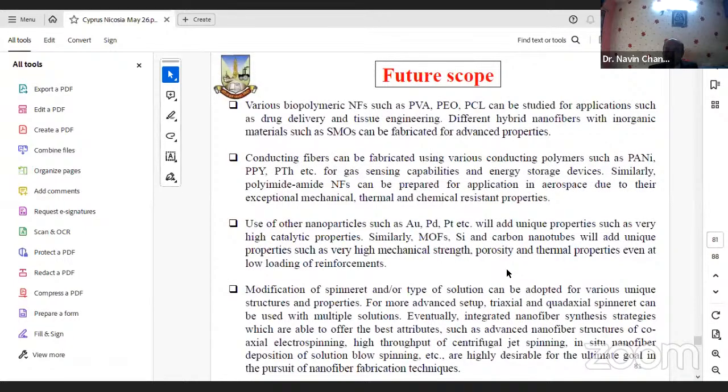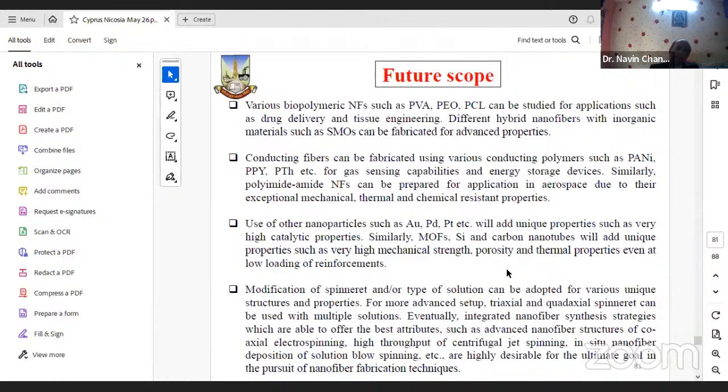Various polymeric nanofibers such as polyvinyl alcohol, polyethylene oxide, and polycaprolactam can be studied for applications such as drug delivery and tissue engineering. Different hybrid nanofibers with inorganic materials such as semiconducting metal oxides can be fabricated for advanced properties. Then various conducting polymers like polyacrylonitrile, polyaniline, polypyrrole, and polythiophene can be used for gas sensing capabilities and energy storage devices. Different nanoparticles such as gold, palladium, and platinum can be used for vast applications.